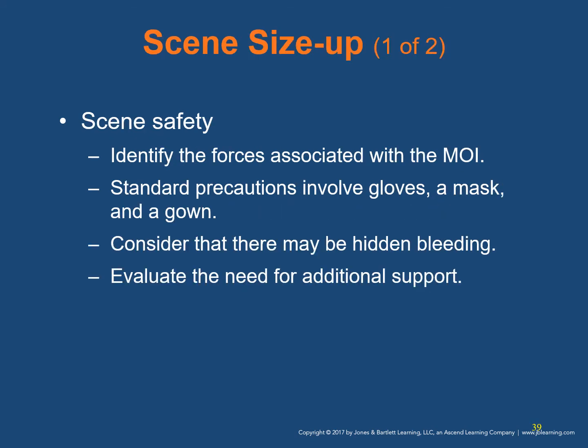Scene size up. Scene safety. Information from dispatch may indicate the MOI, the number of patients involved, and the first aid procedures used prior to your arrival. Try to identify the forces associated with the MOI. Standard precautions may be as simple as gloves, but a mask and gown may be necessary. Consider the possibility that there may be hidden bleeding. Evaluate the need for law enforcement support, advanced life support, or additional ambulances.